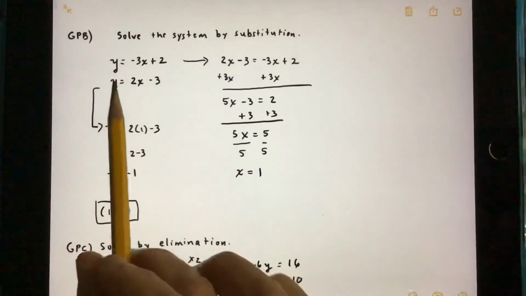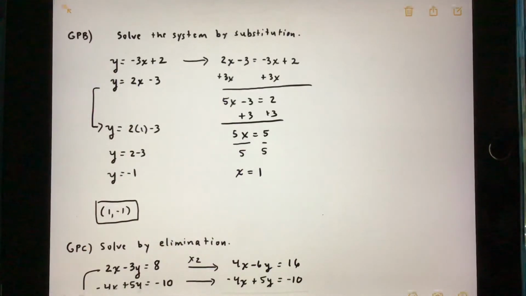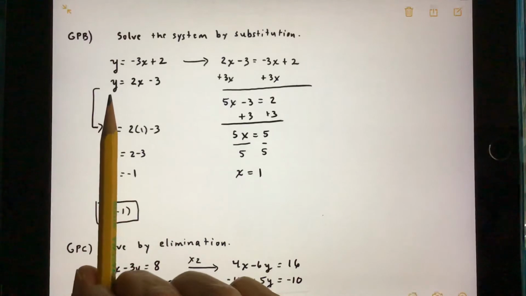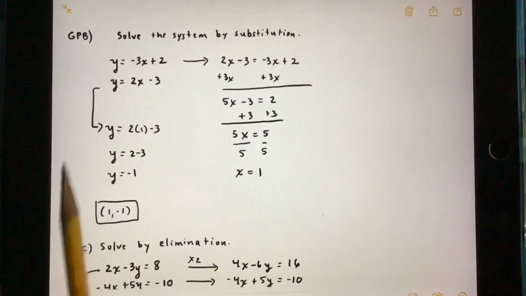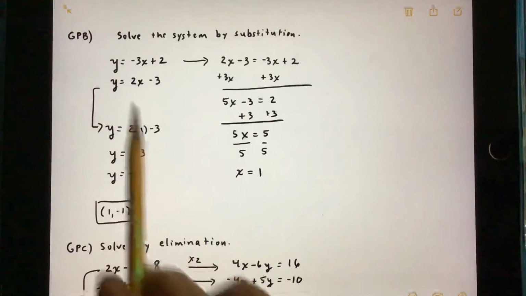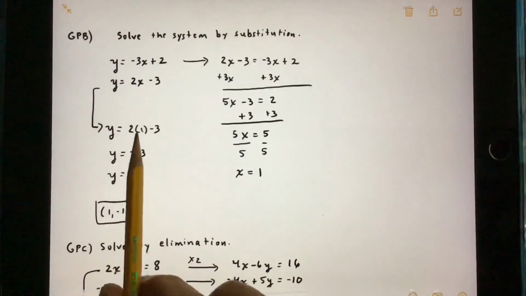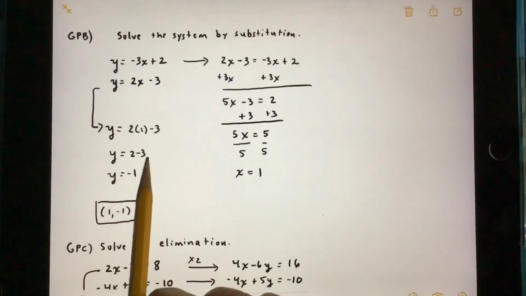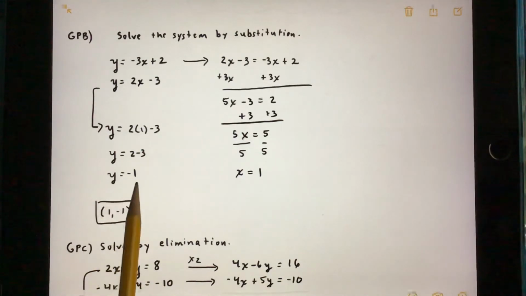Pick either of these equations to figure out your y value. It doesn't matter which one you pick, it'll come out the same either way. I'm going to choose this second equation. It just looks slightly easier to me because there are some nice positive values here. So y is equal to 2 times the 1 I figured out my x is, so 2 times 1 minus 3. I'm just copying that down. 2 times 1 is 2, so y is 2 minus 3, and that means that y is negative 1.